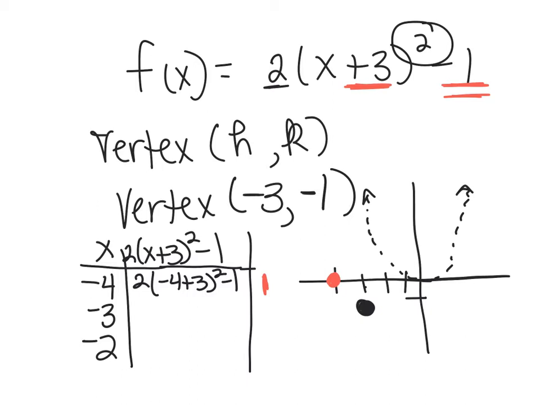At -3, we already know that's our vertex, so we know what the outcome is. It's 1. Well, let's check out if we plug in -2. We're going to plug in 2 times -2 plus 3 squared minus 1. Let's see what we get. -2 plus 3 is 1. 1 squared is 1. 2 times 1 is 2. And 2 minus 1 is none other than what we expected, 1. Because this is going to be symmetrical. Okay, so -2, 1 is right here. So there we go. A light sketch of that graph.